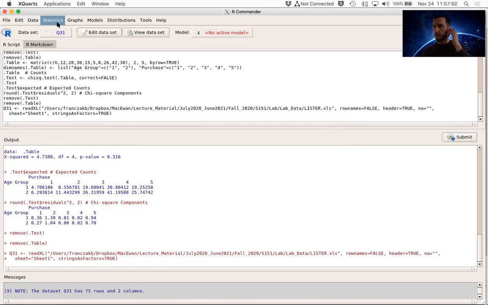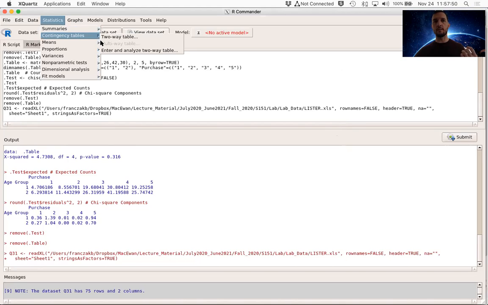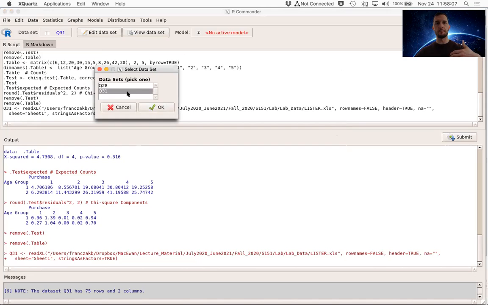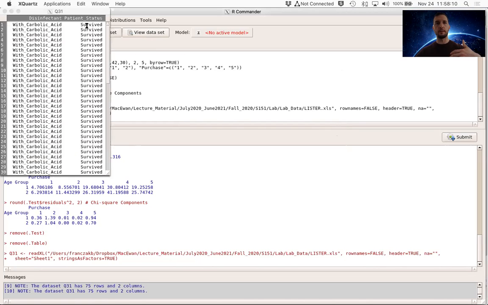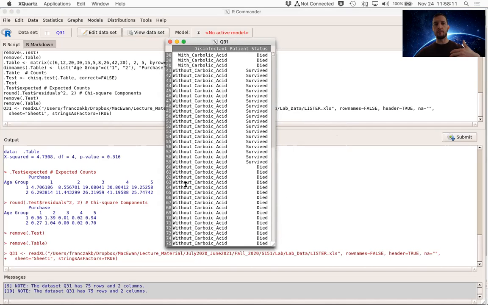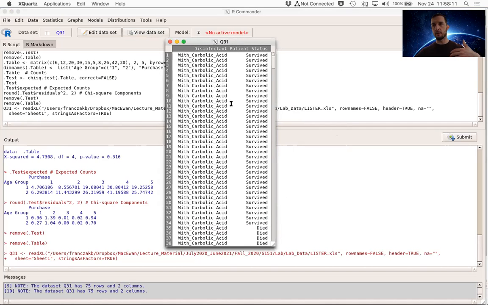So in the first, sorry, just to clarify, in question 30, we had to enter the data on our own. So when we have to enter the data on our own, we go contingency tables, enter and analyze. In 31, we are already given the contingency table beforehand. So if we look at Q31 and we click view, you can see that in this case, we have all of our observations being aligned with their particular outcome. So what we're doing in 31 is we're building the contingency table using the data provided to us.